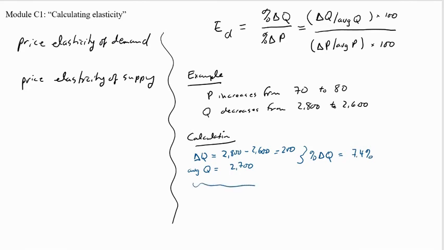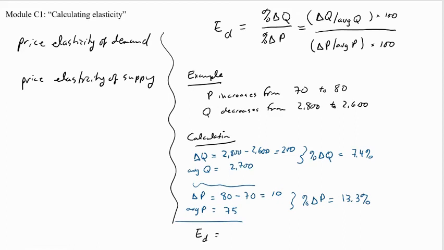The next thing we have to do is the change in price, which is going from 70 up to 80. So that's going to be a difference of $10 per unit. And the average price that we're going to use in calculating the percentage is going to be the average of 70 and 80, or 75. So we put those 2 pieces together and we get the percentage change in price is equal to 13.3%.